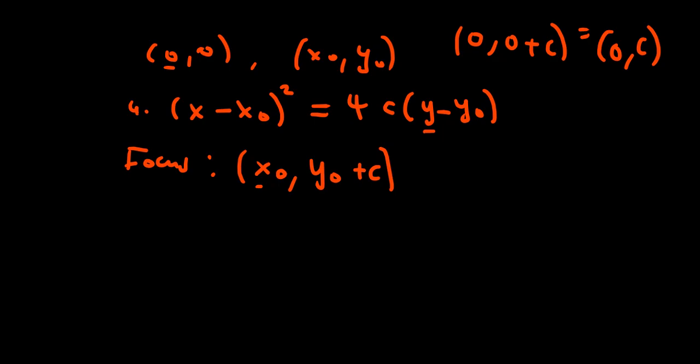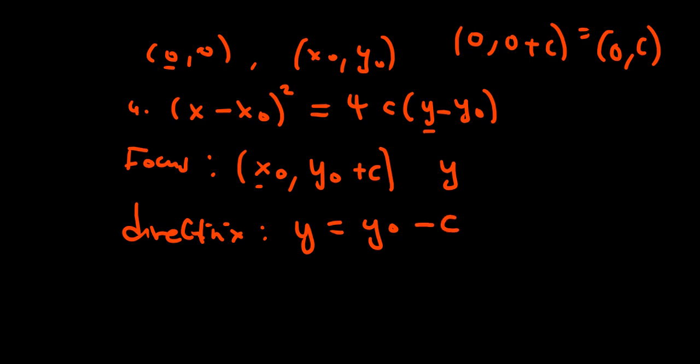Then your directrix will just be y is equal to y naught minus c. Y is equal to y naught minus c. So this is the general form that you will get. This will be the general form of the equation that you will get.